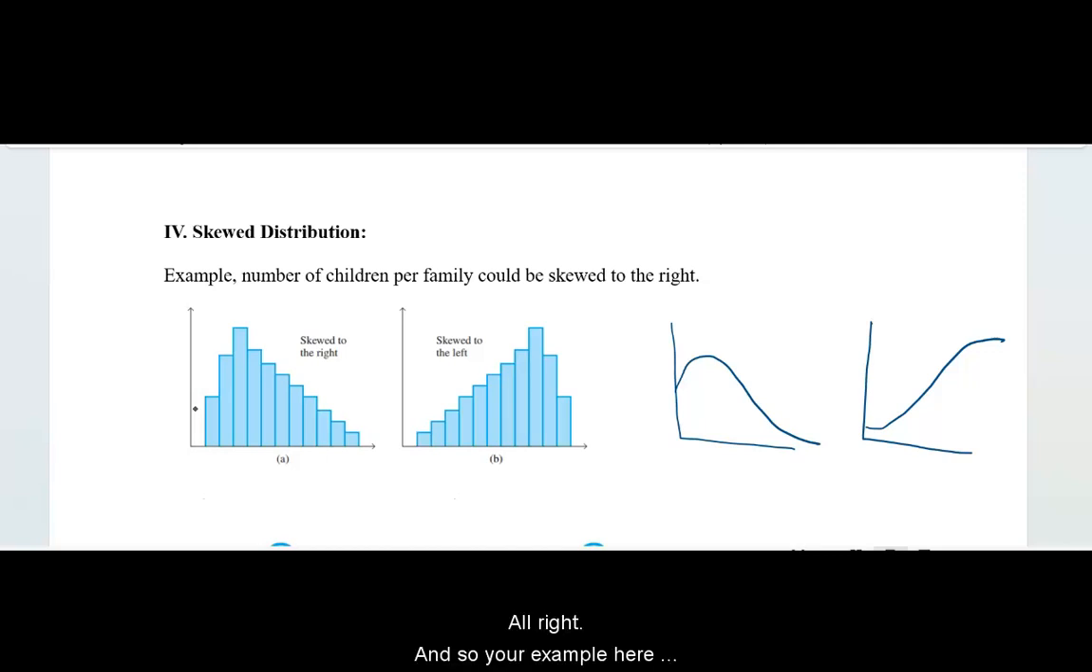All right, and so your example here would be the number of children per family could be skewed to the right.